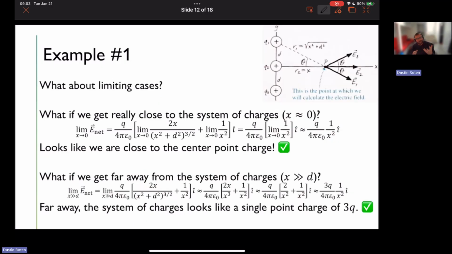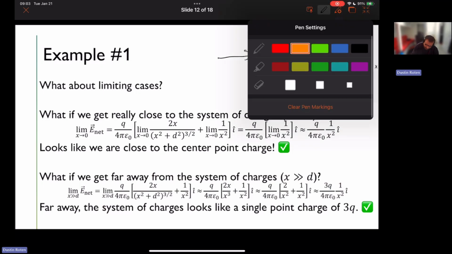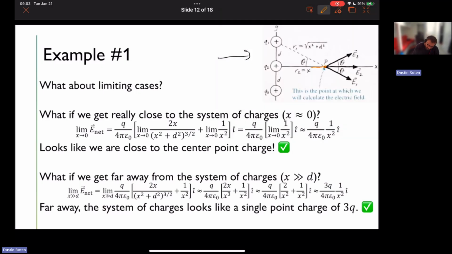But now let's talk about limiting cases. And this math looks gross, and I apologize, but there is no better way to get it all on one slide. But let's talk about some limiting cases. We have this system, which we just dealt with. We know what the electric field is now. So let's ask the question, what if we get really close to the system of charges? Essentially, what if we move our point in and get it so close to this middle charge? We just slide down on the x-axis. So what's that going to look like?